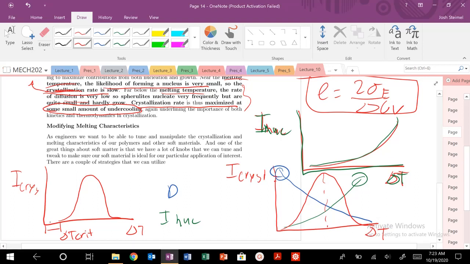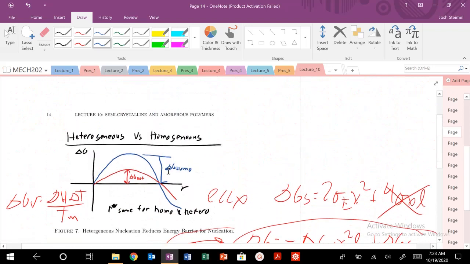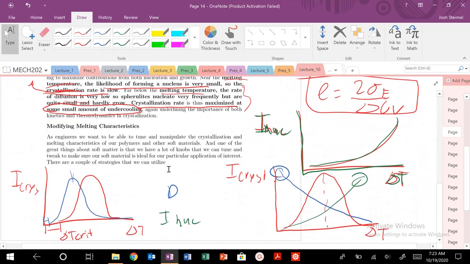If I have another curve like this, and this peak shifts, we see something very similar. Here, my critical amount of undercooling is low, and I hit my maximum, so I don't have to cool my system down. I don't have to put in more energy in order to crystallize or maximize my crystallization rate. So this can change depending on some parameters, such as homogeneous and heterogeneous nucleation. Heterogeneous nucleation will have a lower delta T crit.